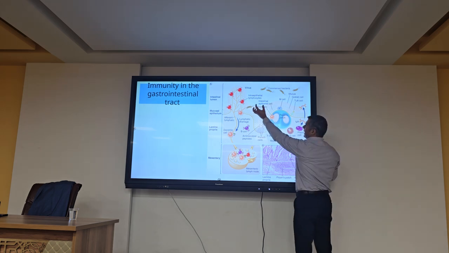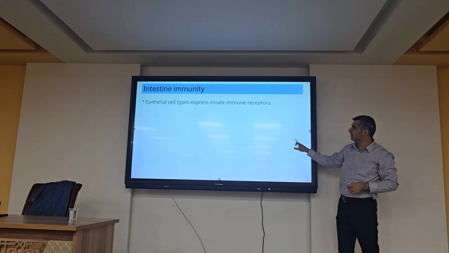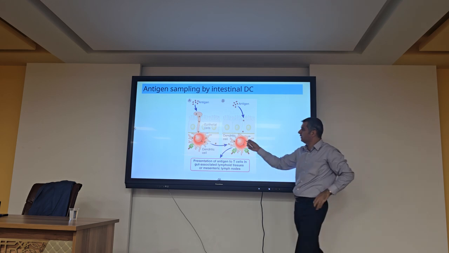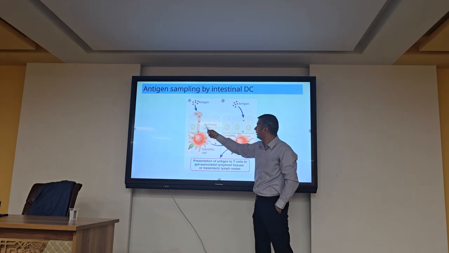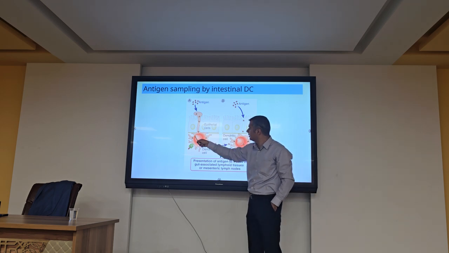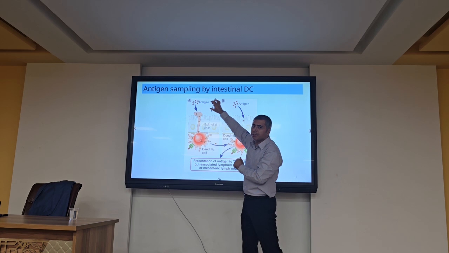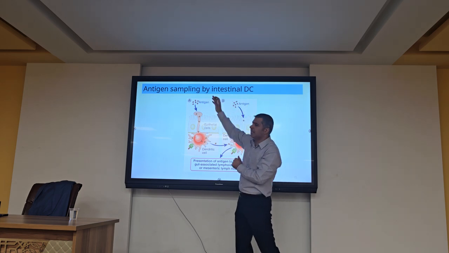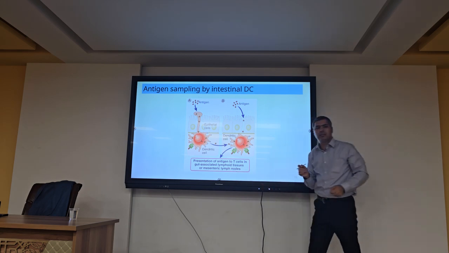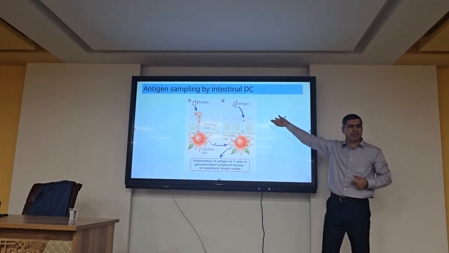Dendritic cells will capture the antigens of the intestine and will transfer them to the nearby cells. You can see here, these are the epithelial cells, where dendritic cells can capture the antigen. Here is the lumen of the intestine. They capture the antigens of the lumen and they will present the antigens to the nearby T cells to activate them. This is antigen sampling of the intestine.